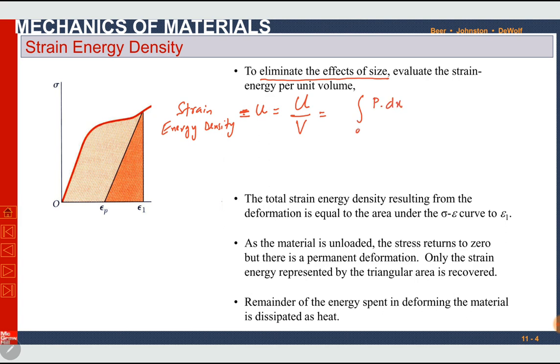Okay, capital U was the integral of P dx. We are dividing it by volume. So let us divide it by area and length. The product of area and length is volume again. P over A is stress sigma, and dx over L, change in length per unit original length, is actually strain. So what is small u or strain energy density? It is the integral of sigma d(strain), or we can say it is the area under the stress strain curve.